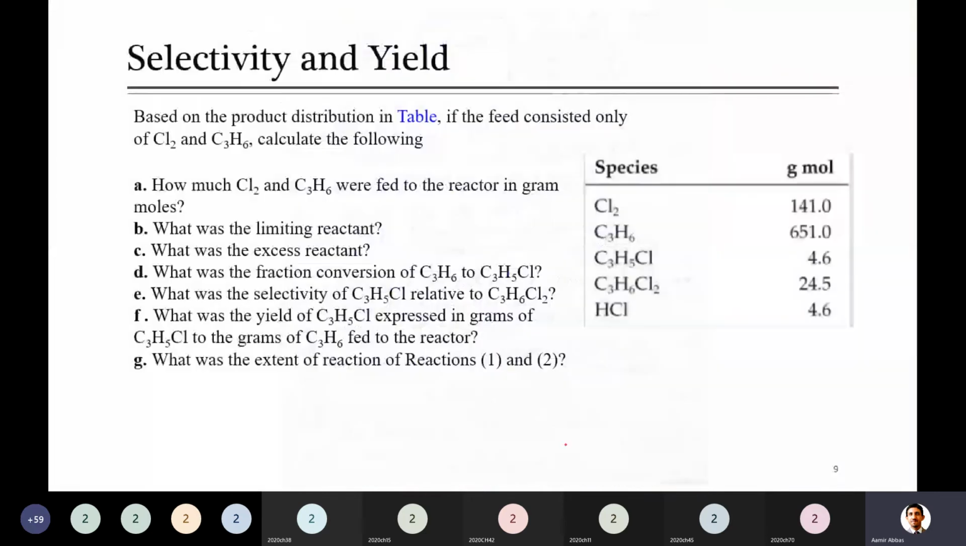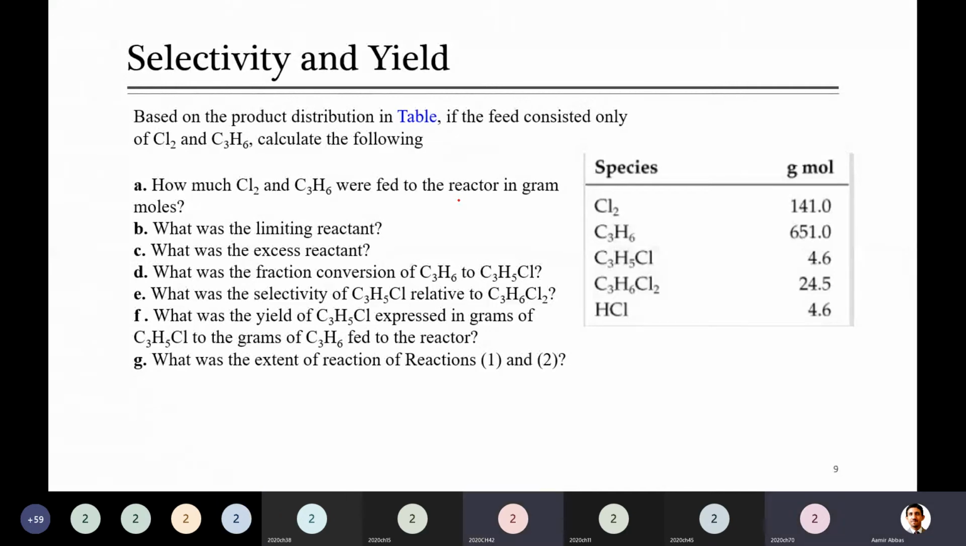So let's go back to the question, and you can see that the first part was how much Cl2 and C3H6 were fed to the reactor. Fed means they are at the inlet entering the reactor. So this you have already calculated in these two steps. I mean A step is done. Now what about B and C step? Are they together or separate steps?